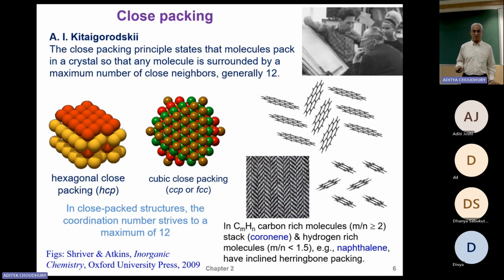In close packing, you cannot expect 12 for a few reasons. Even if the molecule, I'm not talking about the atom, it's a molecule, they're not spherical in nature. Even if you take something like tetramethylmethane, which is spherical, there, for that packing, you can have either HCP or CCP with a number of close neighbors equal to 12.